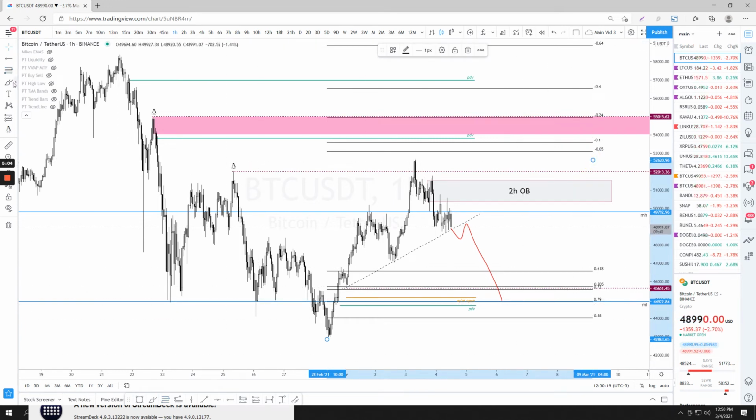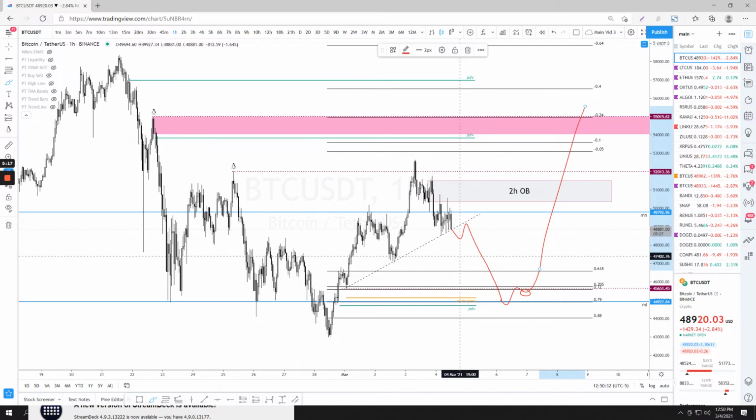So if we do happen to get something like this, you want to long the reclaim of the weekly open, and then you want to target the 55K range. It's too beautiful if this happens. It'll be the easiest long that we're going to take when this happens, if this happens, right?